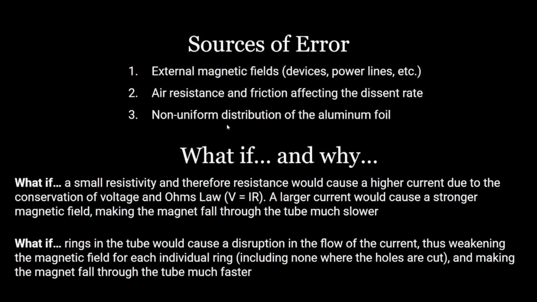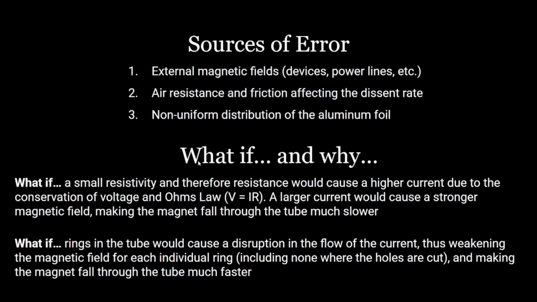So our sources of error were the external magnetic fields, like we talked about: the TVs, devices like phones and tablets, all with currents passing through them, and power lines that are going through the floors and walls, giving energy and light to the room. Of course, the air resistance and friction, which we said we were going to say were negligible, and the non-uniform distribution of the aluminum foil, which definitely did play in. This aluminum foil was not made perfectly. It wasn't very well wrapped, so there were definitely problems with that.